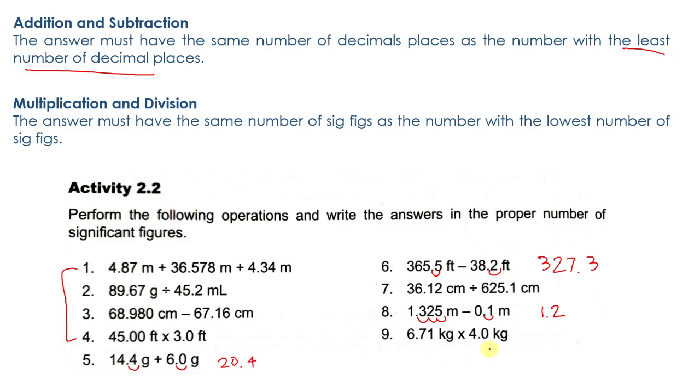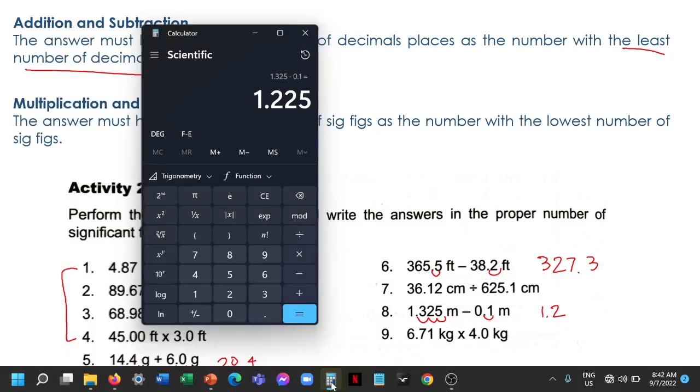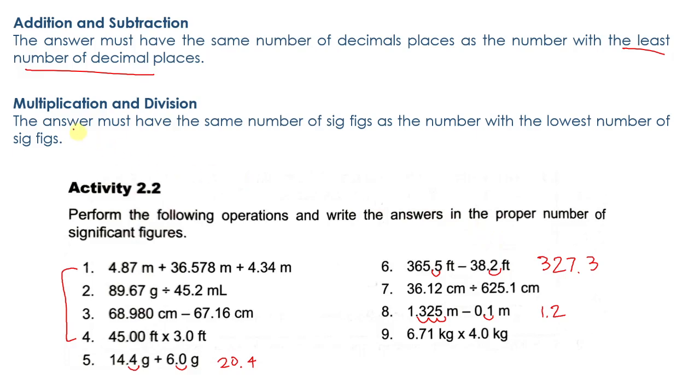Let's go to number 9 first. 6.71 times 4.0. In this case, let's use our calculator first. 6.71 times 4.0 is equal to 26.84. In this case, the rule for multiplication and division is different, right? You will actually count all the number of significant figures in the number. It will not be based on the decimal places. So for number 9, we have 1, 2, 3.